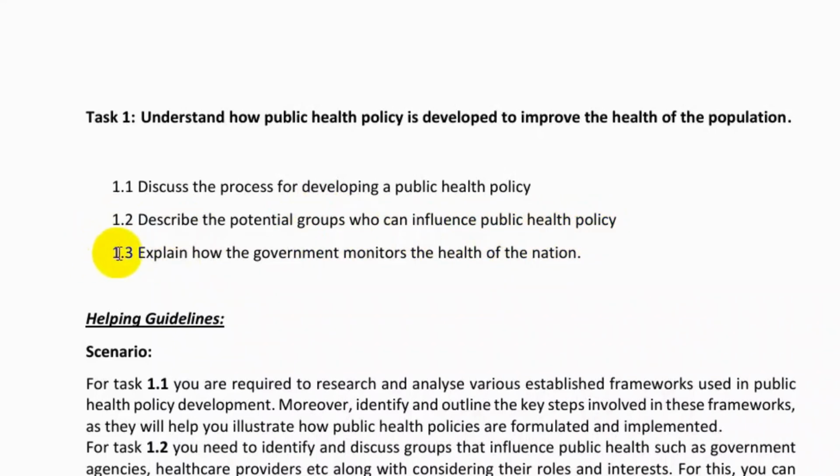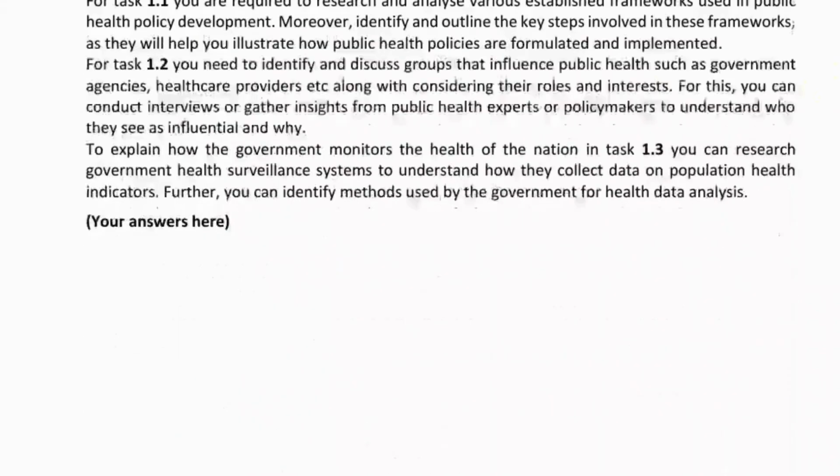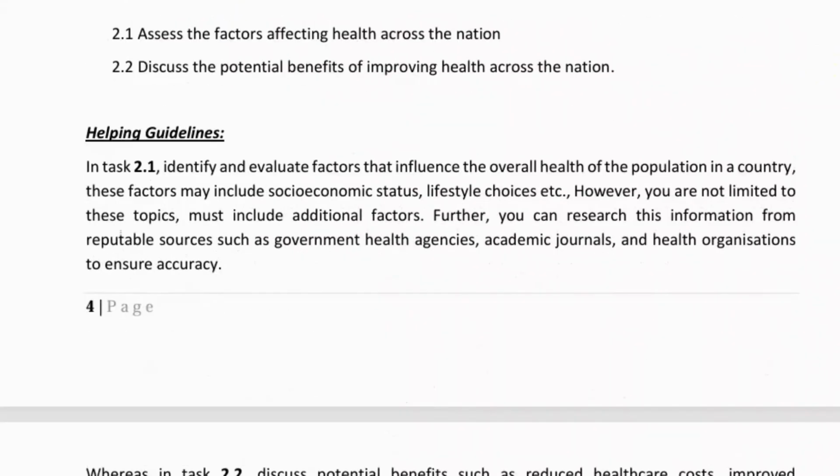Whereas for assessment criteria 1.3, you have to explain what systems or methods a government follows for monitoring the health of their nation, in which you can discuss how they collect the data relevant to the health of their nation, what health indicators they use, and which government agencies are involved in collecting and monitoring the health of the population.